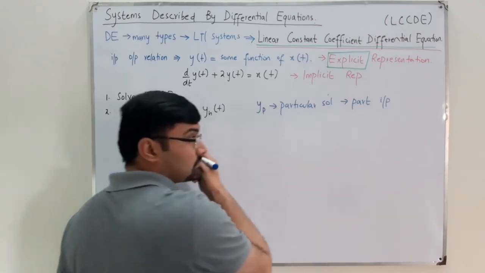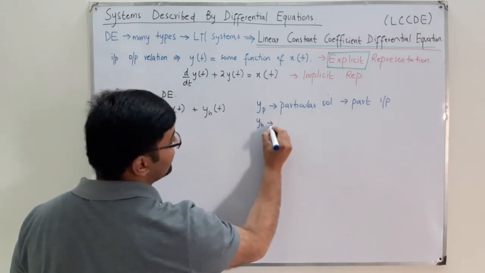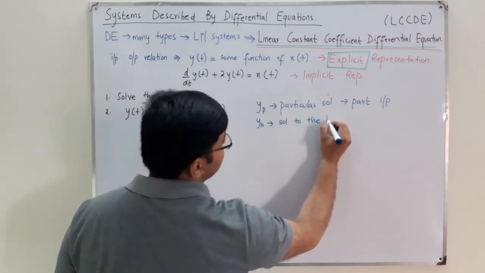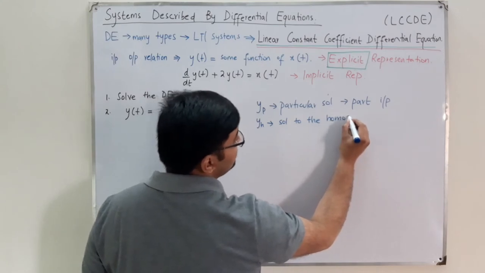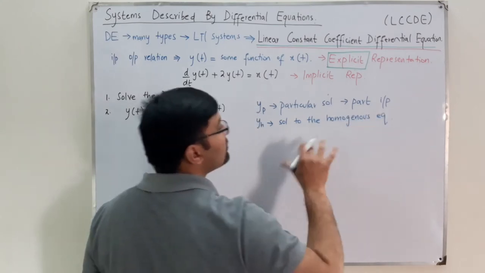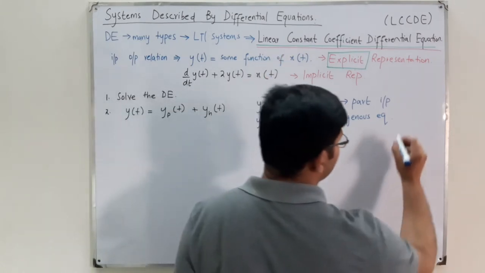Right? And the other is what? It's y_h of t. And y_h of t is what? It's the solution to the homogeneous equation. And what is the homogeneous equation? When the given differential equation is equated to zero.